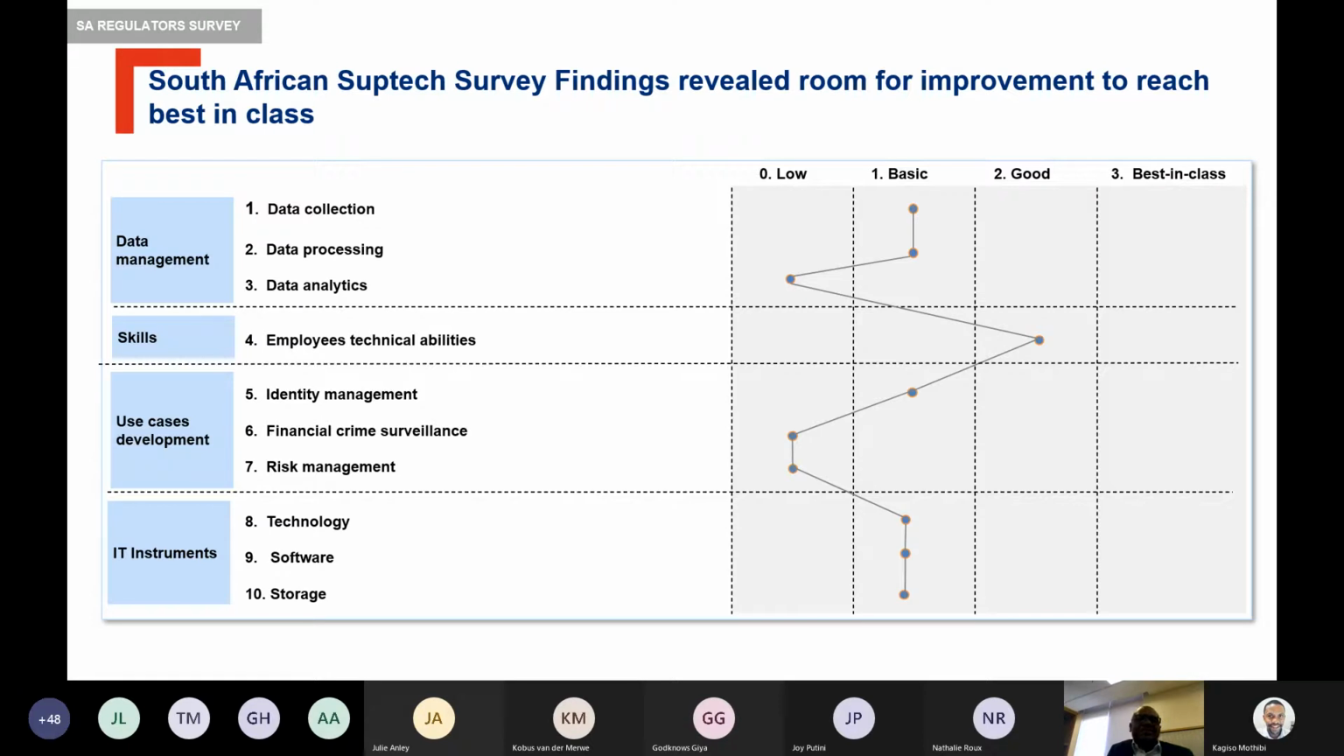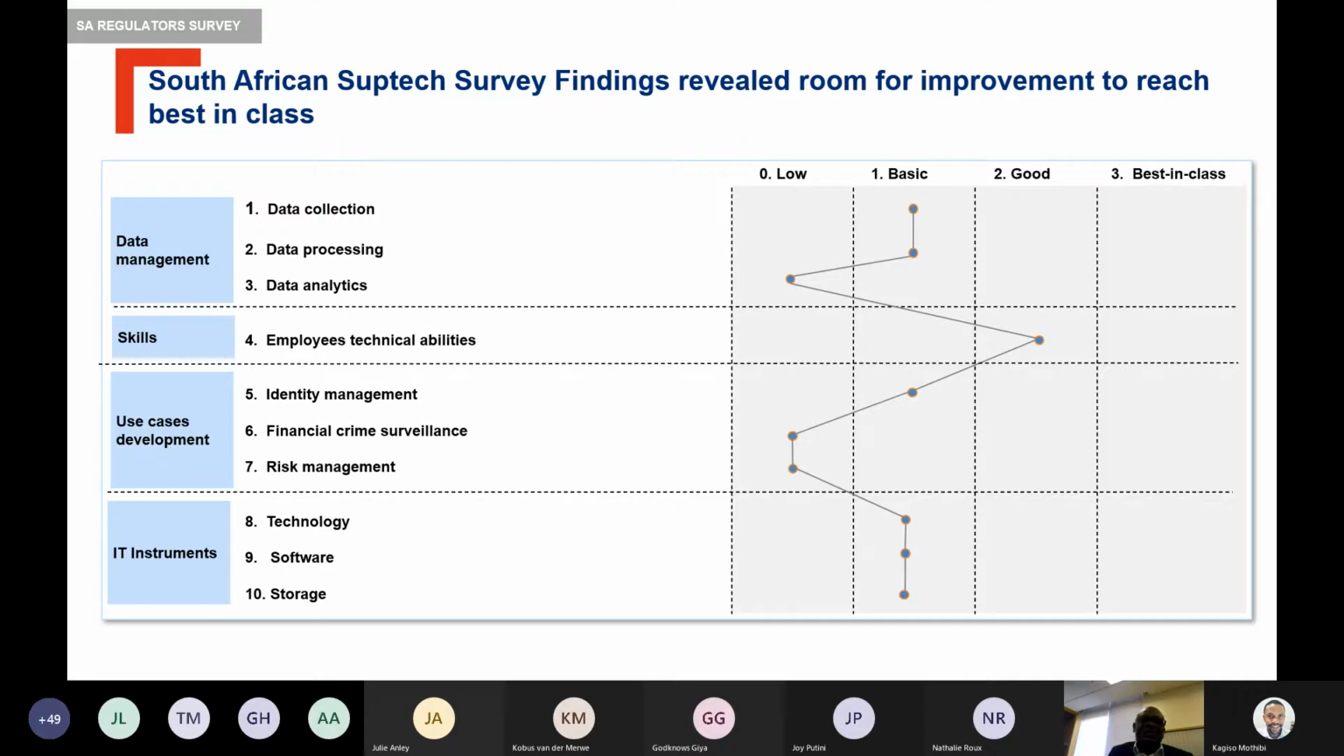In terms of use case development, the picture unfortunately was not that good because it came out very low, meaning that most South African financial regulators are not at a stage at the moment where they are able to leverage these Suptech tools to perform their work as it concerns financial crime, risk management, identity management, and all that supervisory work, which is actually worrying to us.